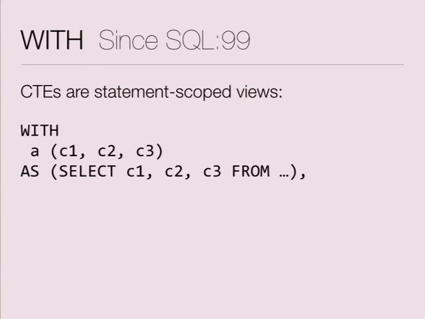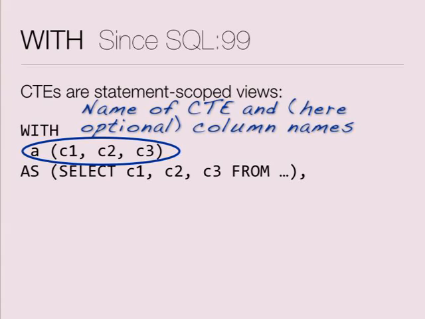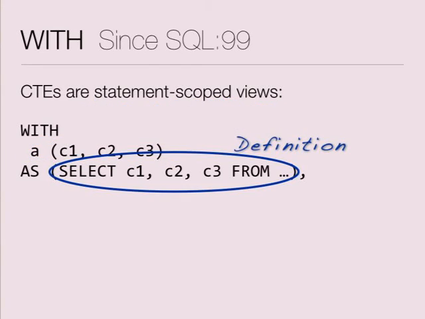No, it's just a view which you put in front of your query and it's just visible for that query, a statement scoped view. Let's go through the syntax. There's a new keyword, with. After with, you define the name of the view, which is A in that case, and you optionally define the names for the columns it returns. And after that, you just say AS and some definition. Select blah, blah, blah, as we know it from create view.